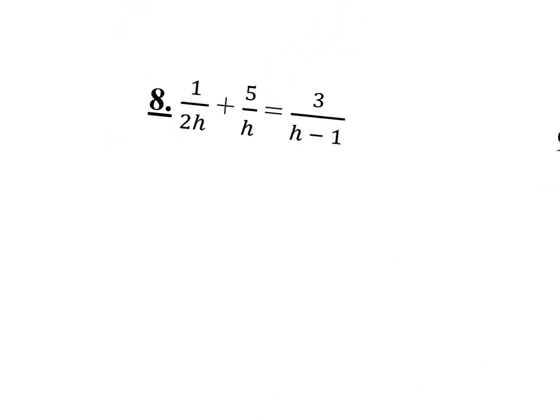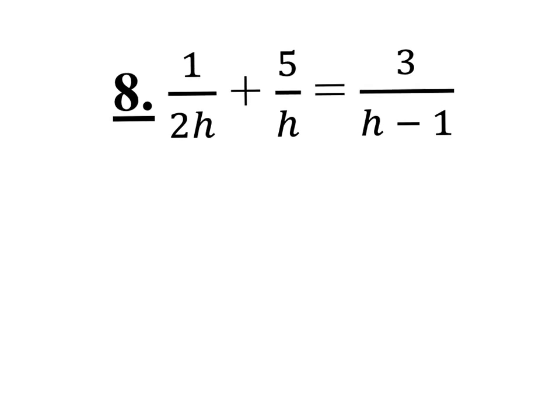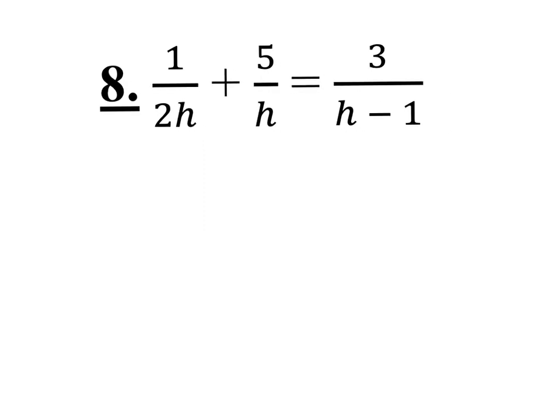Let's take a look at number 8. It looks like a good one. So you could get the LCD, which is going to be pretty ugly. The LCD will be 2h times h minus 1, or you could just get rid of one fraction at a time. I want to get rid of this first one by multiplying by 2h, and again, you have to multiply everything by 2h. This will cancel out. I will have a 1 left over.